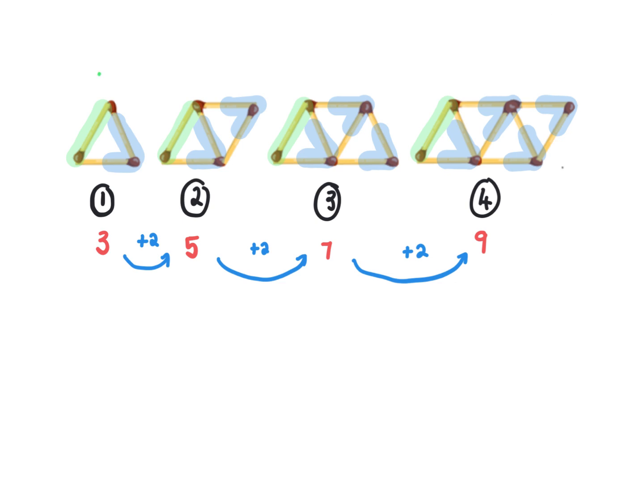So in my first match pattern, I have 1 and 2 matches. That makes 3 matches in total. In my second pattern, I start off with that 1 diagonal match, and then I add 2 and another 2. So I add 2 pairs of matches, so now I have 5 in total. In my third one, I start with that 1 diagonal match, but for this one, 3 pairs of matches were added. In my fourth one, 4 pairs of matches were added. It seems like I can definitely extend this pattern.